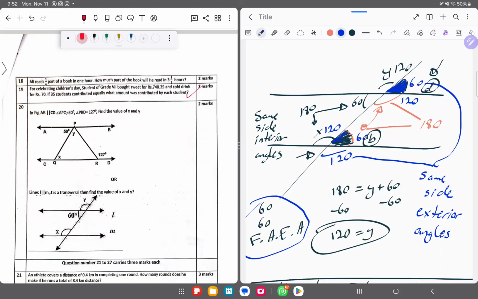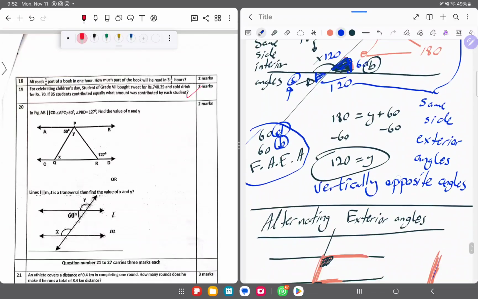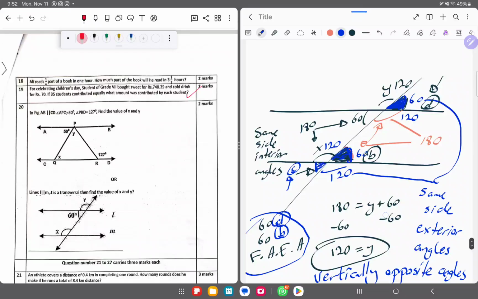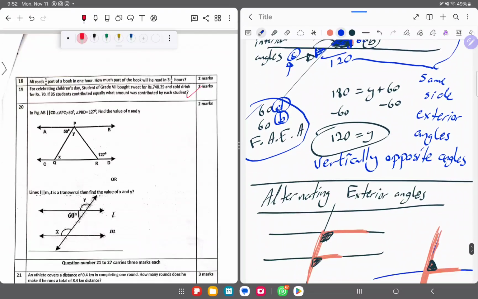And since these are automatically always equal, this one is vertically opposite with this one, so this one is vertically opposite with this one. So D and B are alternating exterior angles, and C over here, they're vertically opposite angles. Okay, great. So I need someone to help me with the graphing, to make it look neat.